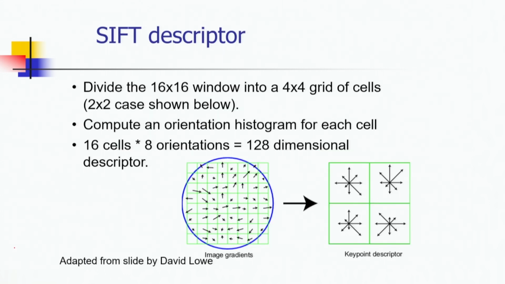So, for SIFT descriptors, what we do is divide the 16 cross 16 window into a 4 cross 4 grid of cells. For the sake of convenience, we are showing a 4 cross 4 block with 2 cross 2 divisions, and for each 4 cross 4 grid cell you form the histograms of 8 orientations. So, in a 4 cross 4 grid you have 16 cells. Finally, you get a 128 dimensional descriptor. So, that is how the feature vector is described in a multidimensional feature space.